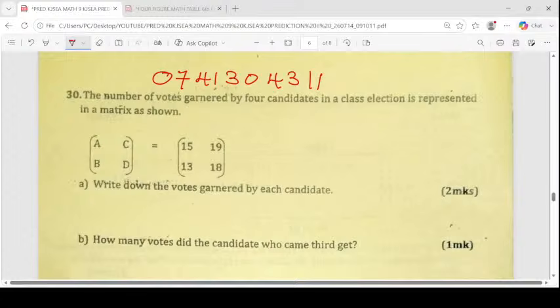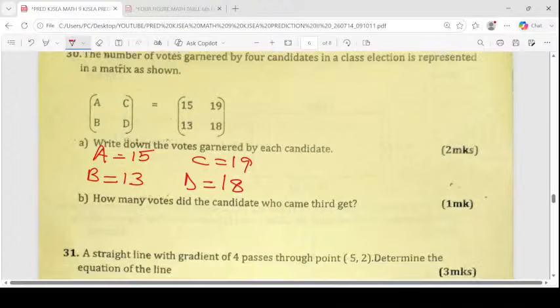Question number 30. The number of votes gathered by 4 candidates in a class election is represented in a matrix as shown below. A, B, C, D. Write down the votes garnered by each candidate. Candidate A got 15 votes. Candidate B got 13 votes. Candidate C got 19 votes. And candidate D got 18 votes. That is how this particular question is done.